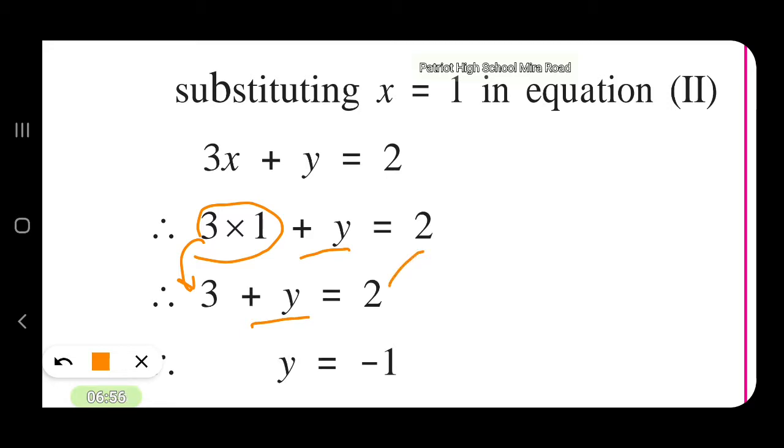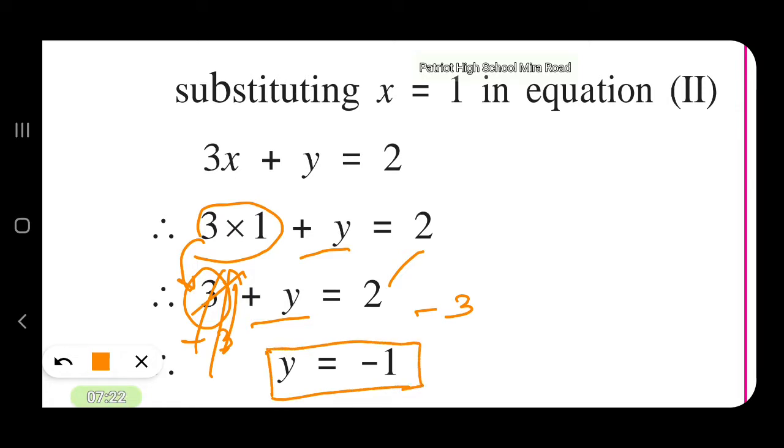Now, this 3, what we will do is subtract 3. We don't want it here. So we'll subtract 3 from both the sides. So 3 minus 3 will be 0. So this will get eliminated. We have y is equal to 2 minus 3. 2 minus 3 is minus 1. So we have the value of y as minus 1. We had the value of x as 1 and value of y as minus 1. So these are the solutions. x is equal to 1, y is equal to minus 1.